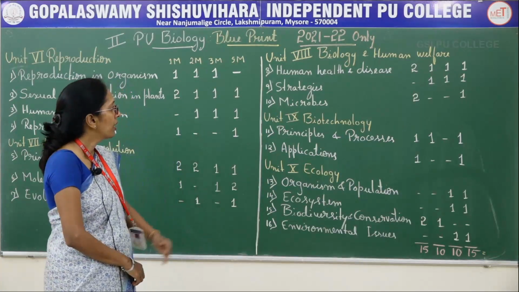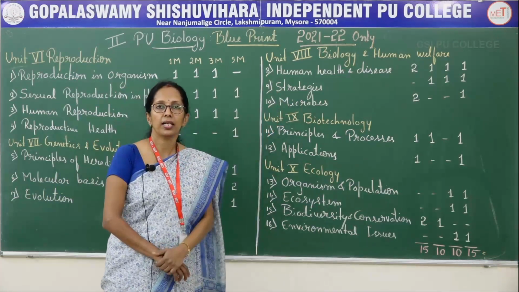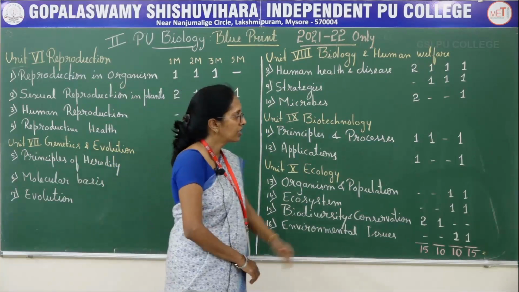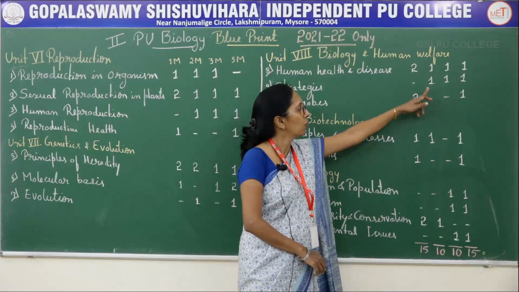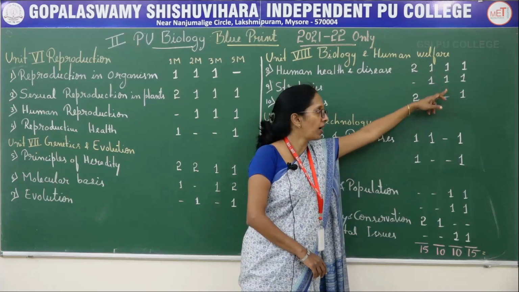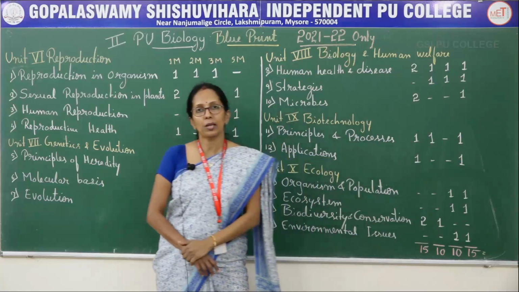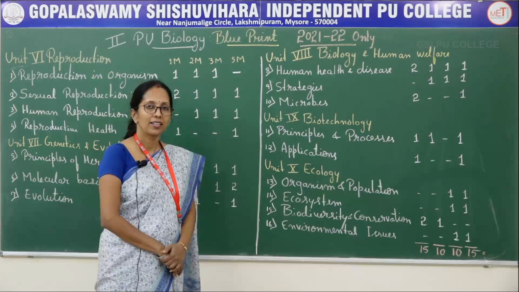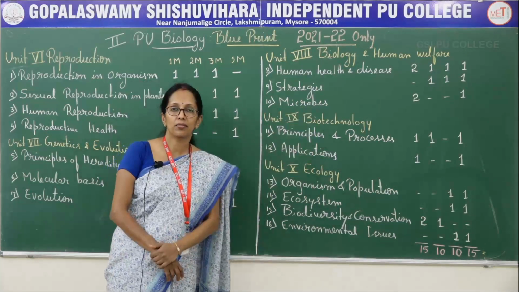So here in this strategies for enhancement of food production, there is no 1 mark question. Only the 2 mark question is 1, the 3 mark question is 1, and the last, the 5 mark question, is 1.